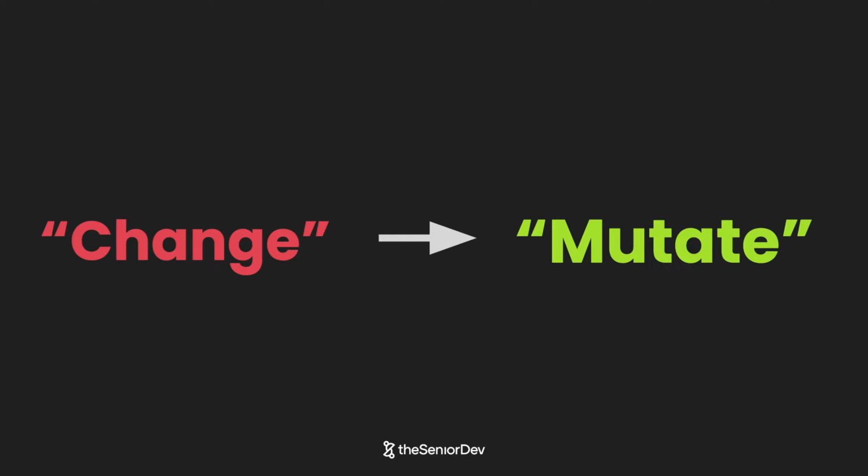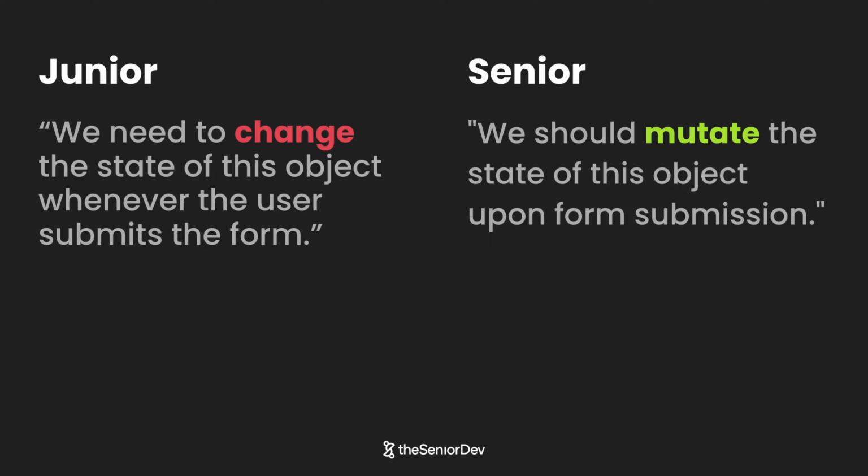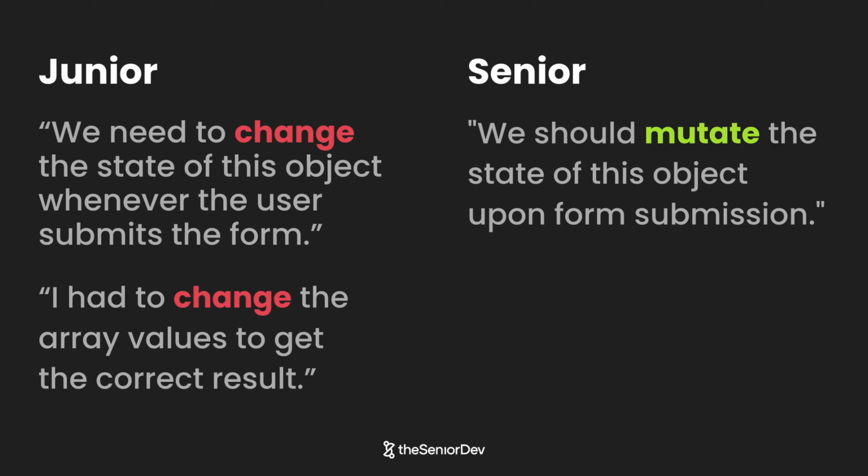A junior developer would use words like "change," where a senior developer would use "mutate." This one is one that Dan Abramov uses a lot if you're into the React ecosystem. A junior would say something like, "we need to change the state of this object whenever the user submits the form." Whereas a senior would say, "we should mutate the state of this object upon form submission." A junior would say, "I had to change the array values to get the correct result," whereas a senior would say, "I had to mutate the array." So as you see, the senior jargon allows you to be more implicit, to say a lot more with less.